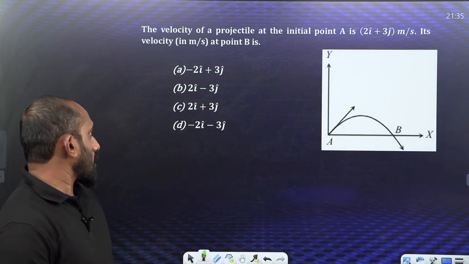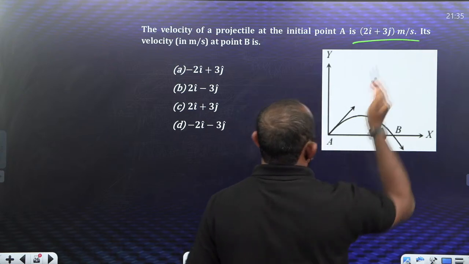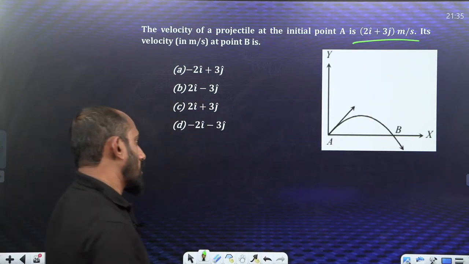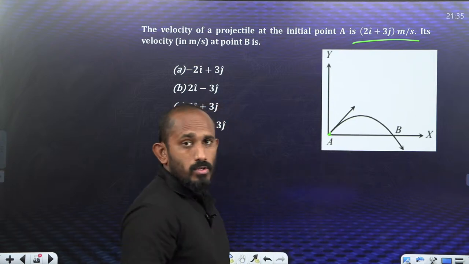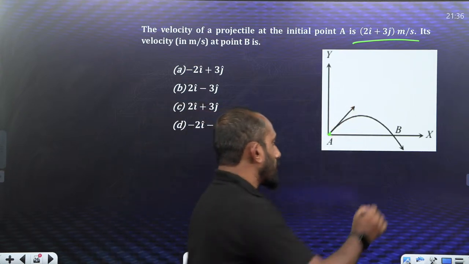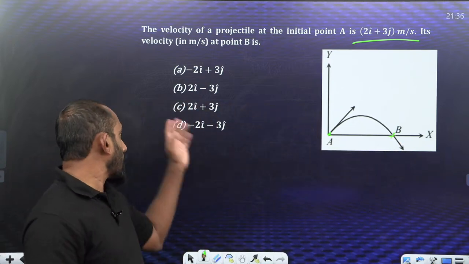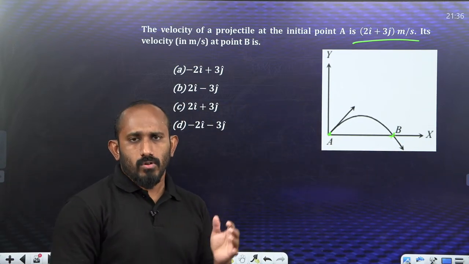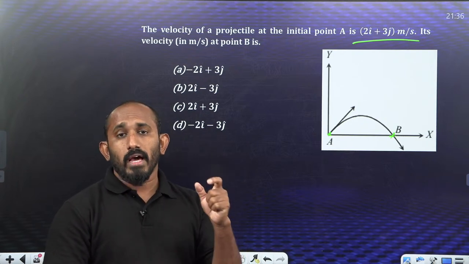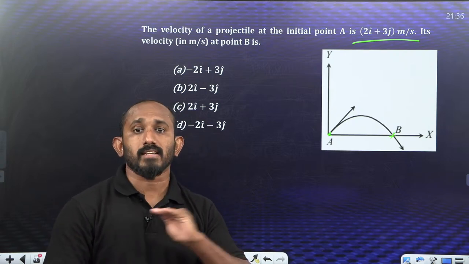The velocity of a projectile at the initial point A is 2i plus 3j meter per second. Its velocity in meter per second at point B is. So at point A, it's a projectile motion. Initial is the starting, 2i plus 3j. And at point B, it has again hit the ground, downward. Then what will be the velocity? If you get the concept of projectile motion, the body has only acceleration along the y axis. There is no acceleration along the x axis.